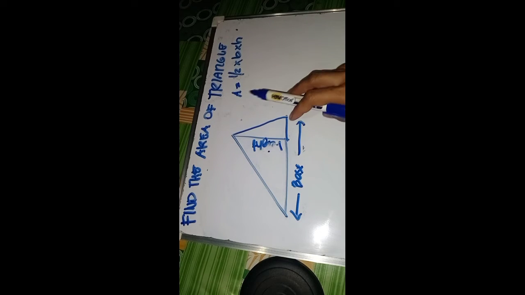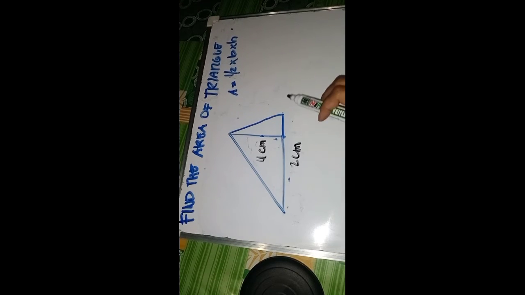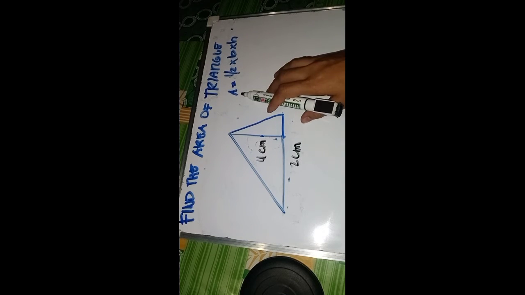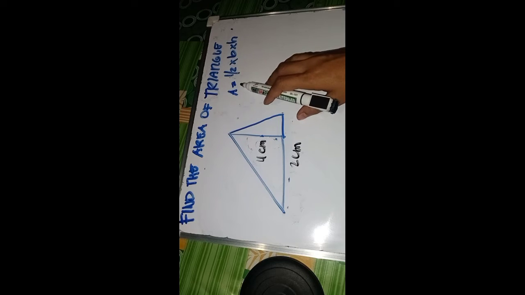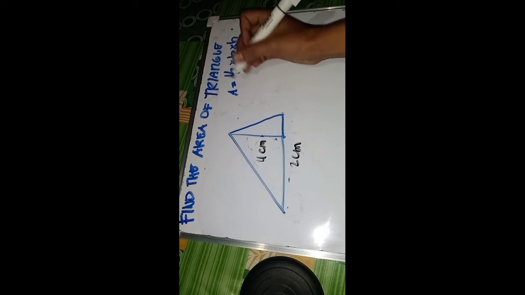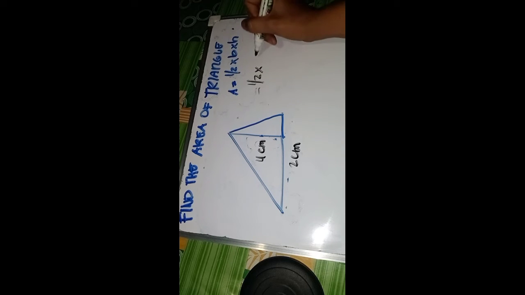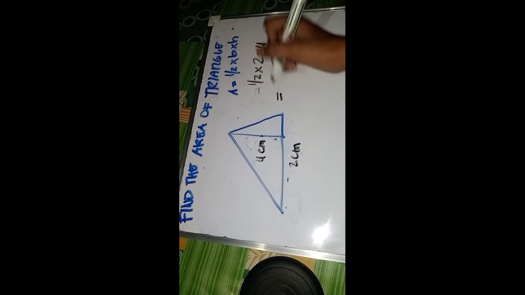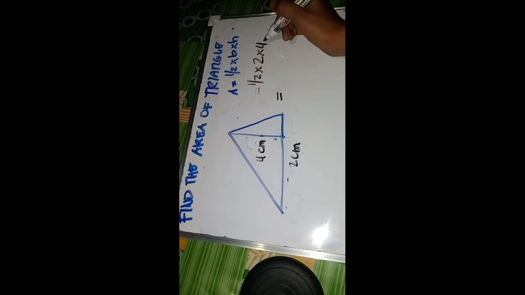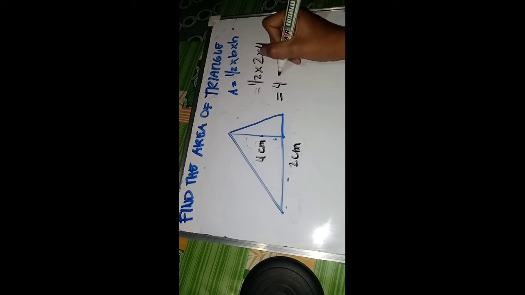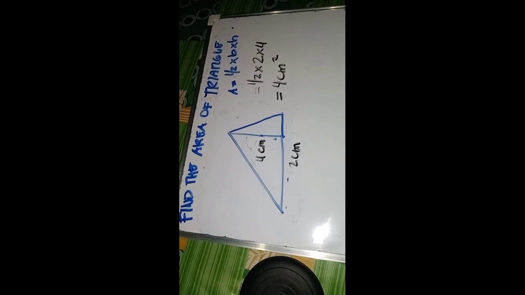So let's have here an example of the area of a triangle. Our height is 4 centimeters. Our base is 2 centimeters. So in our formula, the area of a triangle is 1/2 times base times height, which equals 1/2 times 2 times 4, which equals 4 square centimeters.